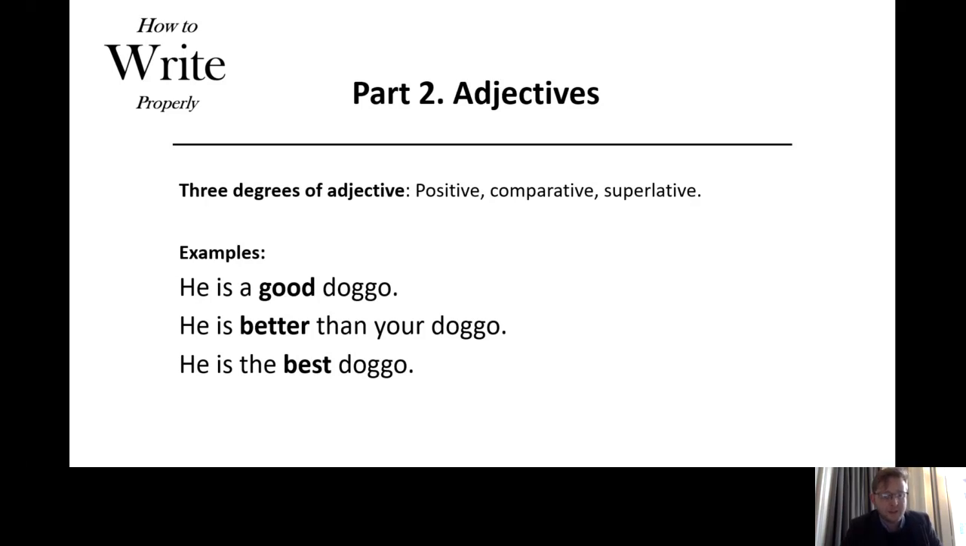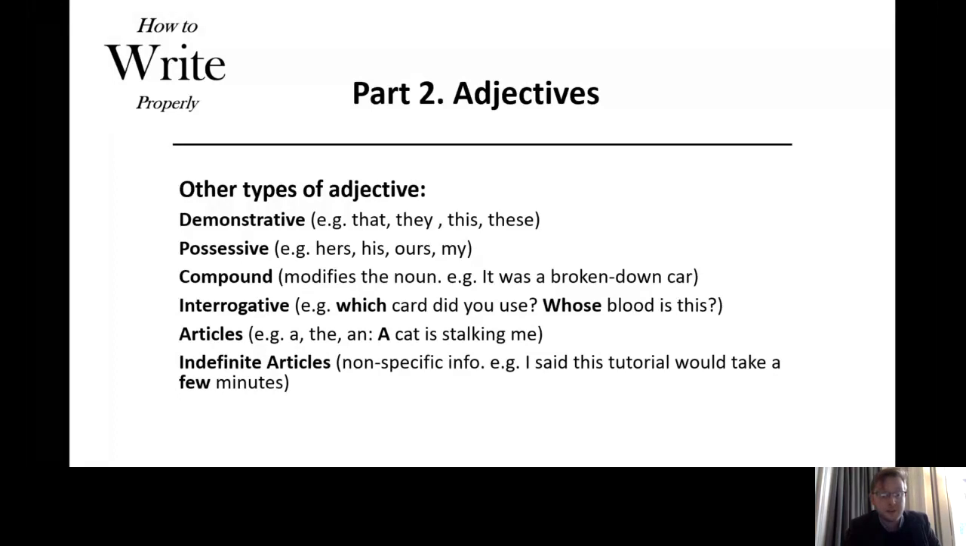There's other types of adjectives that I won't go into in much detail, but you can get demonstrative adjectives. So that's words like that, they, this, these. So if I said these keys, I'm not just describing any keys, I'm describing some specific keys. That specificity is brought to us by the word these. So that's an adjective. Possessive adjectives: hers, his, ours, my. The biscuits were ours. So the word ours is telling us they're not just any biscuits, they're specifically biscuits that belong to us. I think that just shows how integral pronouns are to the way the English language works.